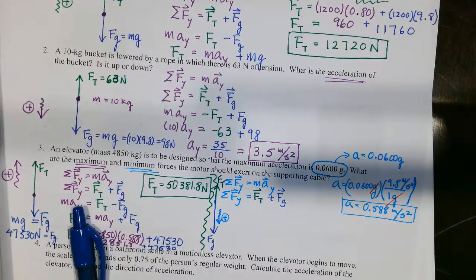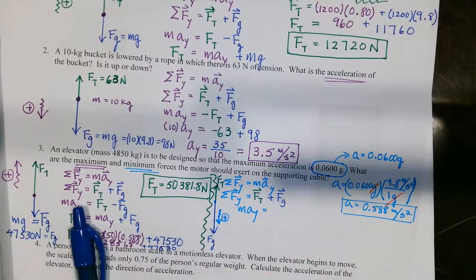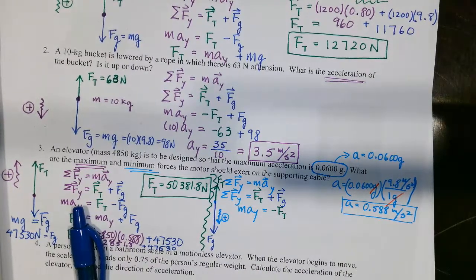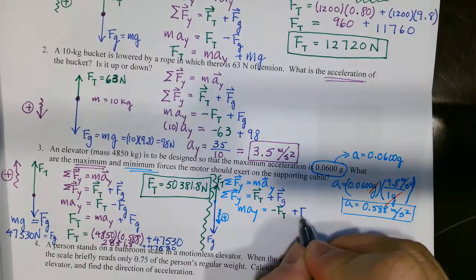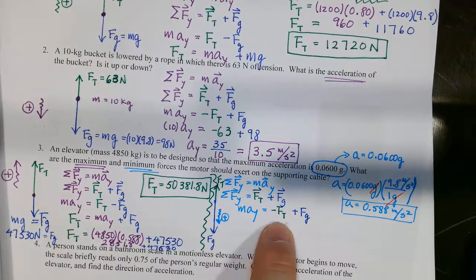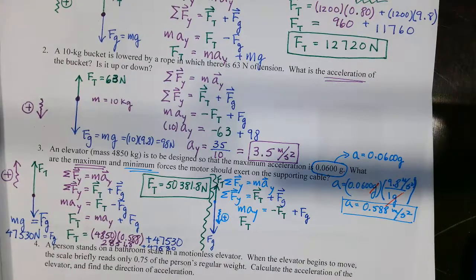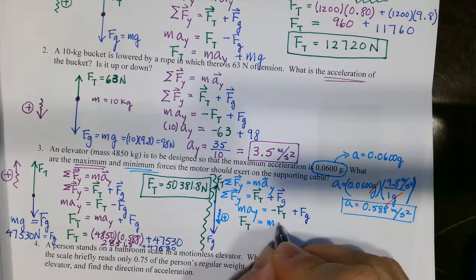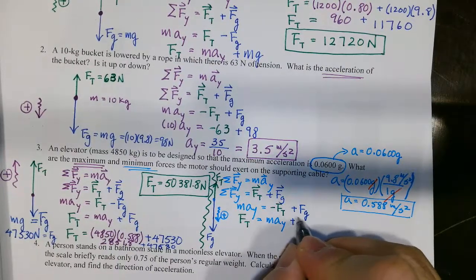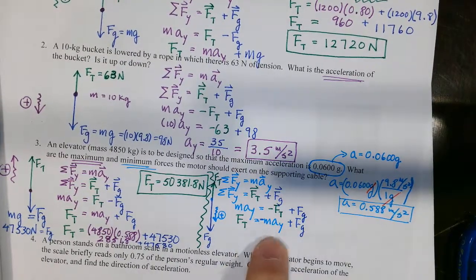Okay? So when we set this equal to each other, MAY is equal to negative F tension, plus FG. So if I solve for F tension by bringing this to the other side, I get positive F tension now is equal to negative MAY plus FG.